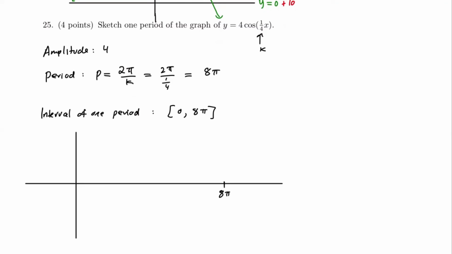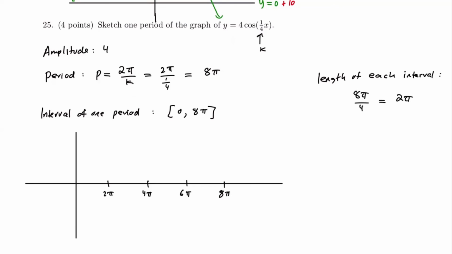So you subdivide this into 4 subintervals of equal length. You take the period, which is 8 pi, and divide it by 4. So that's going to be 2 pi. So this is 2 pi, plus another 2 pi, that's 4 pi, plus another 2 pi, that's 6 pi, and then plus another 2 pi, you get to here. Okay, now you just preserve the shape.